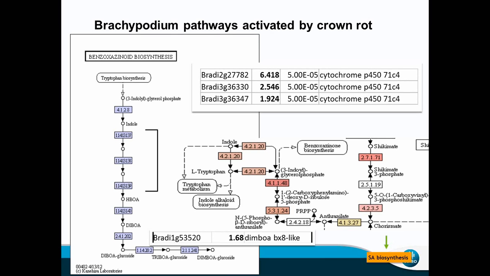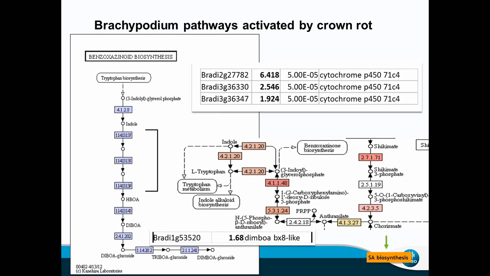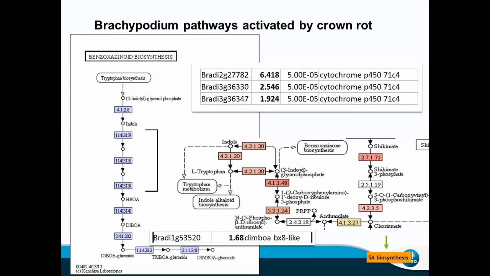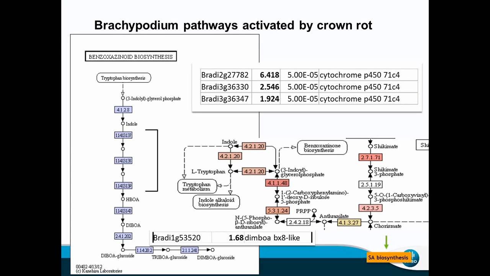But other indole-related pathways can give rise to a number of other defensive compounds, such as the chorismate pathway that produces SA, salicylic acid. It seems to be also induced in Brachypodium, and using metabolite analysis, we can also detect increased SA levels in the plants.